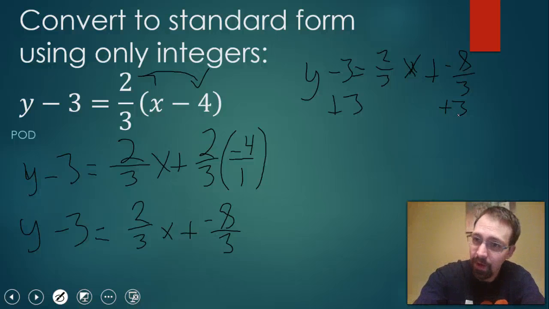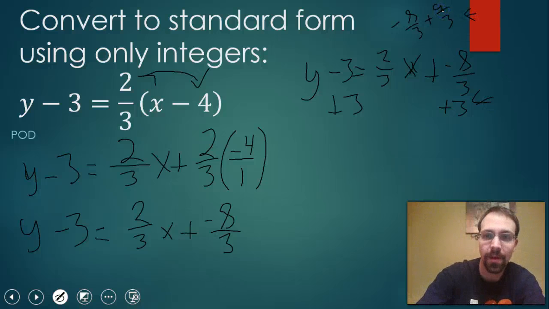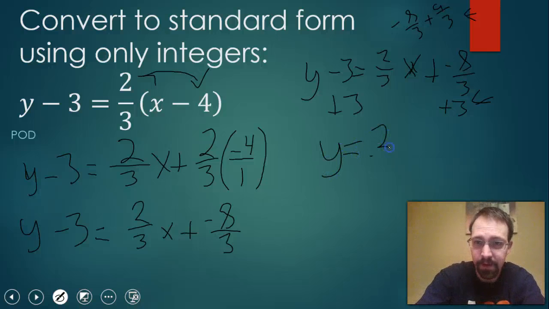So let's do some work over here off to the side. So we have -8/3 plus some number over 3. So you take that 3 here, times that 3, and you get 9. So it's actually -8/3 plus 9/3, which is 1/3. So we have, starting from the left, working our way right, y equals 2/3 x plus 1/3.